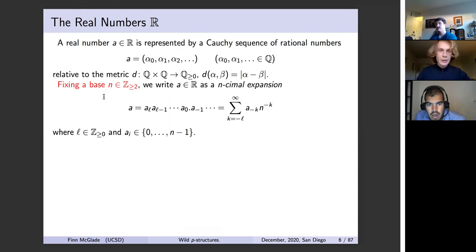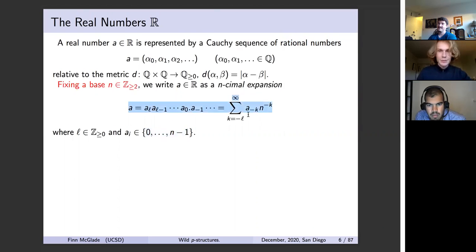This isn't quite how you would usually study real numbers. Usually when people teach you about real numbers, they write down things like this. They say, okay, we're going to take some positive integer n greater than 2, and usually it's 10. And then they talk about so-called n-imal expansions, which are just strings of digits between 0 and n minus 1. And they say that's a real number.